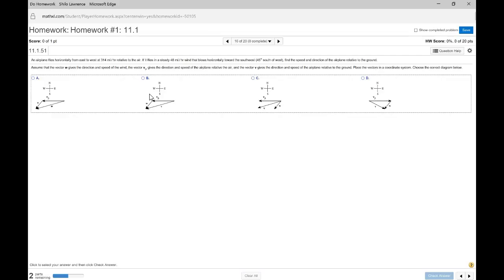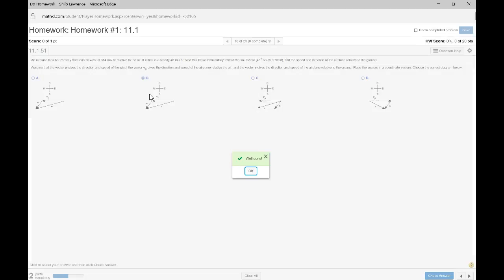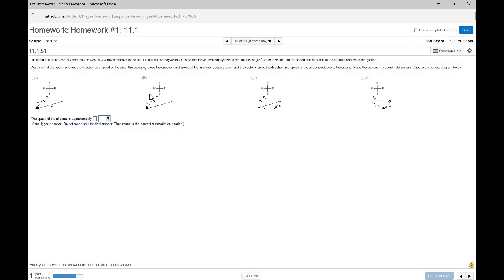And then in D, they've got the plane pointing in the wrong direction. So our answer is going to be B. I was going to say, watch it come up incorrect. That'd be hilarious.